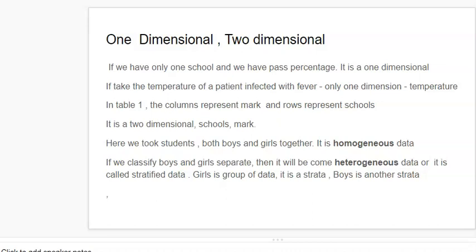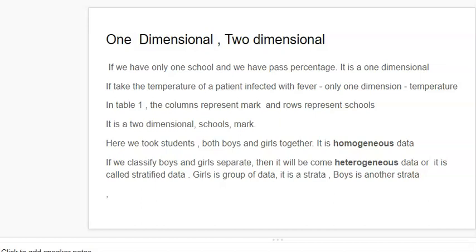Now, one-dimensional and two-dimensional. One-dimensional means, for example, if I go to one school, one class, then 60 students are there. Then I ask marks for mathematics from these 60 students. Then it is one dimension because only one item is measured. As in the previous table, we have one measure, schools, and the other, marks. It is two dimensional.